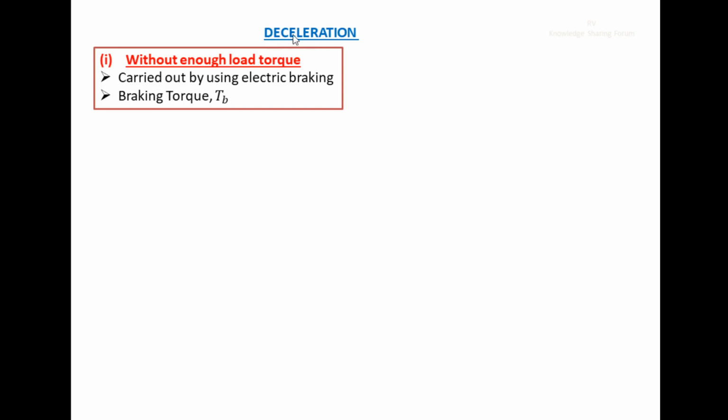See here, this is our deceleration when we don't have enough load torque. This is carried out by means of a technique called electric braking, through which the braking torque is obtained. So let us see how this electric braking is carried out and how this braking torque is produced.